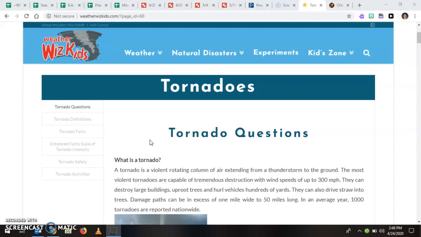So the first thing that you had to look at was a website called Weather Whiz Kids, and it was specifically on the tornadoes page. And so the first question is, what is the domain? And to find our domain suffix, we need to look up at the URL. And we know what a URL is. That's one of our vocab terms from earlier in the year.